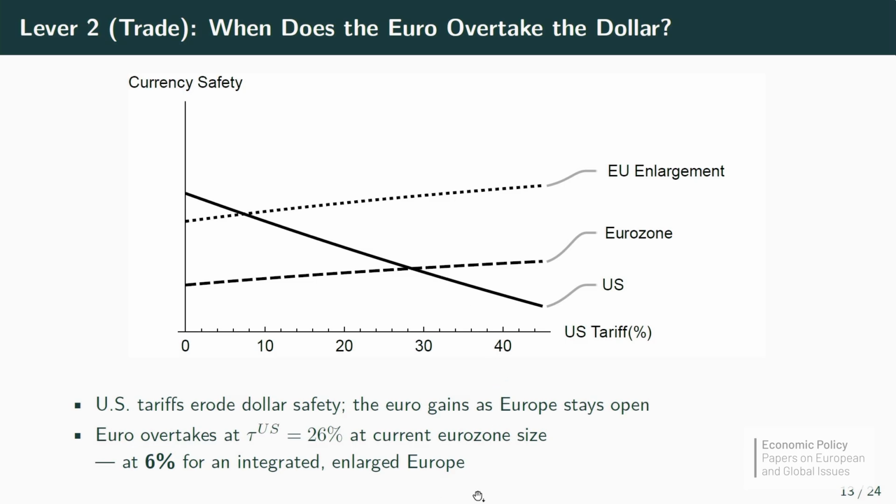However, if you go back to the previous slide and you think about the EU becoming larger, integrating more economies in the region, if we think about the EU enlargement scenario where the Eurozone starts incorporating all the other countries that have potentially expressed interest in joining the euro, then even at a 6% tariff, the euro overtakes the US as the most dominant anchor currency in the world. Okay, so a combination of having a larger euro plus the existing tariffs can drive the euro into becoming the most safe currency and can really incentivize other countries to stabilize relative to the euro.